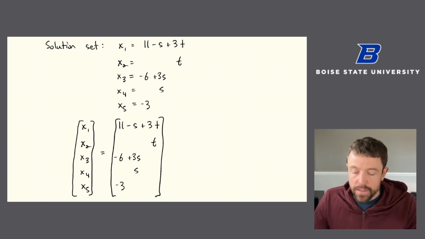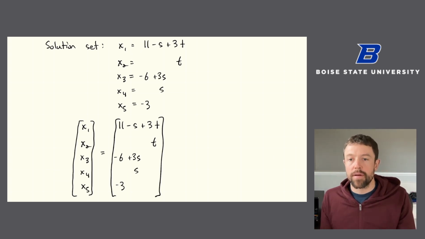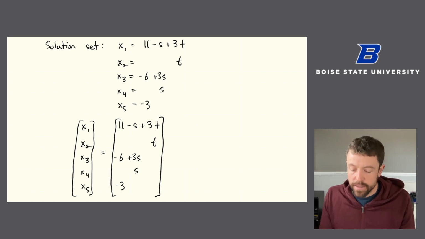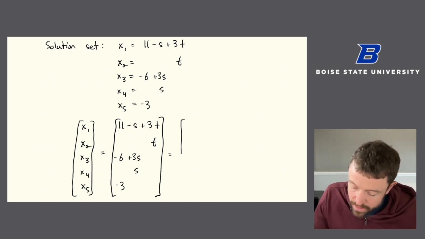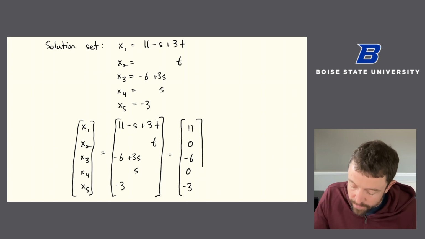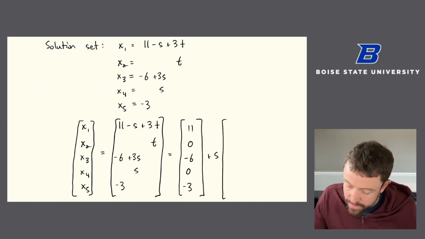But what you can do is split everything apart using scalar multiplication. And I can say, look, if I look at the constant terms, I can pull those out. And if I look at the terms with an S, I can pull those out. And if I look at the terms with a T, I can pull those out as well.